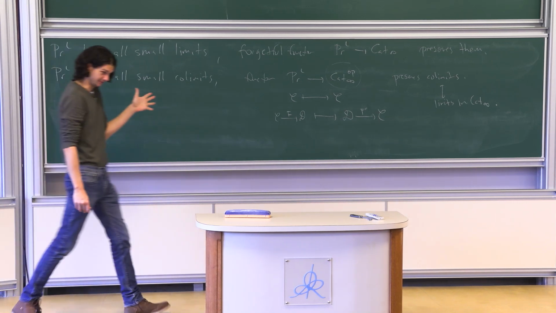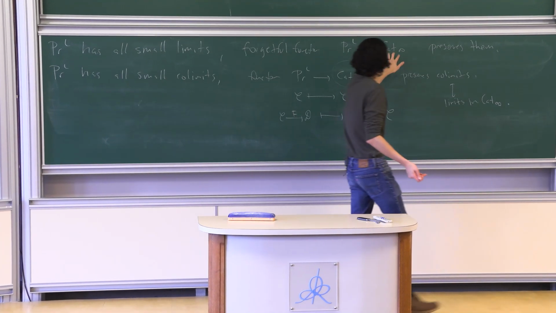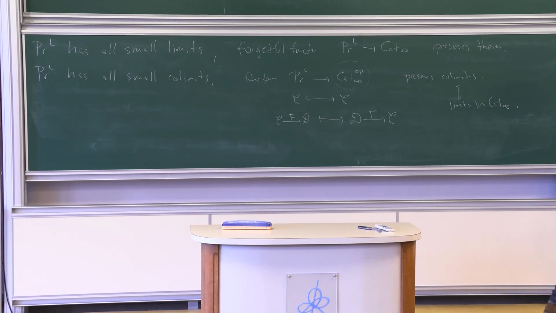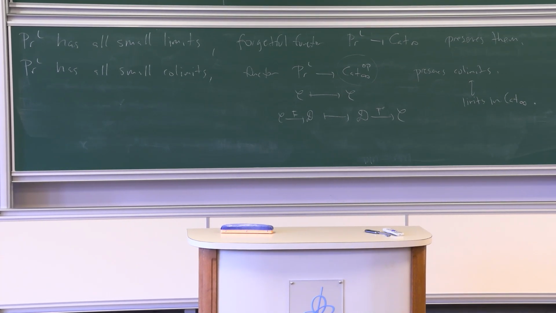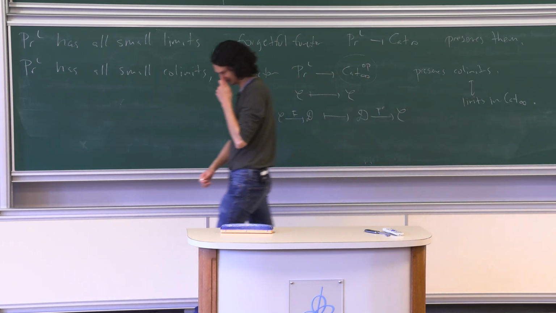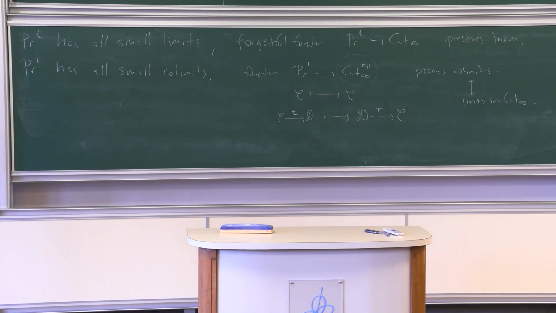This is quite magical because in Cat infinity, a category of categories, colimits can be very difficult to calculate. For example, amalgamated products of groups are examples of colimits in categories. And it's not so simple a construction, but this is sort of easy.